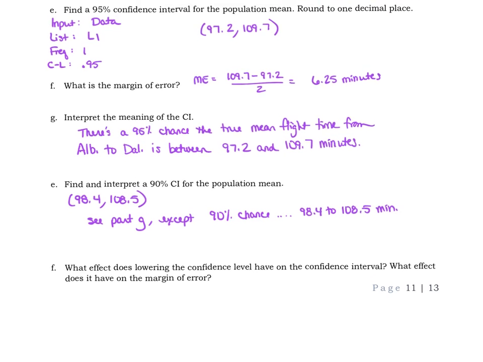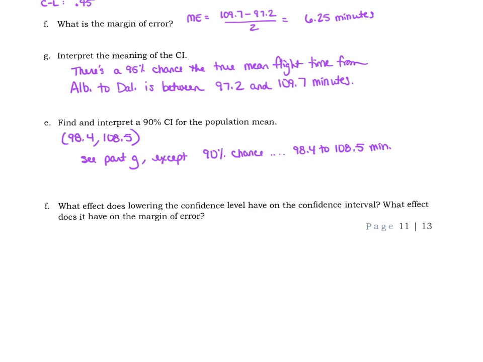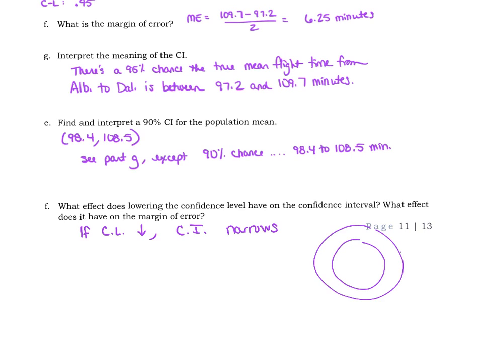So what effect does lowering the confidence level have on the confidence interval? If the confidence level gets lower, the confidence interval does what? Remember, the confidence interval itself narrows. We were 95% confident. Now we're 90% confident. We got smaller.